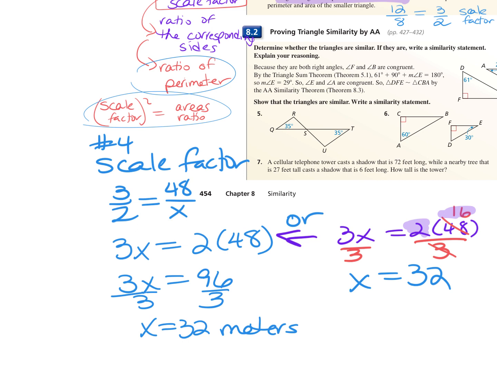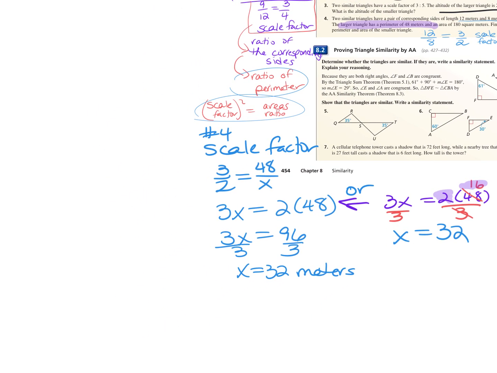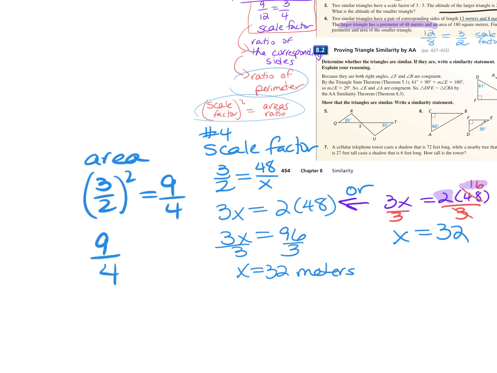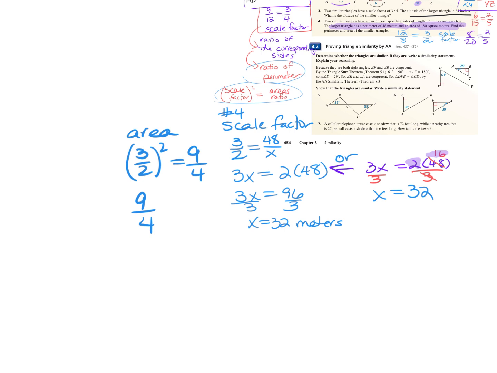Now for the area portion of this question, we have to take the scale factor. So now for the area part, I'm going to take my scale factor and square it. So this is going to give me 9 over 4. And then the area that they gave me for the larger one is 180 square meters. So again, I put it across from the larger number, and then the smaller area is at the denominator.